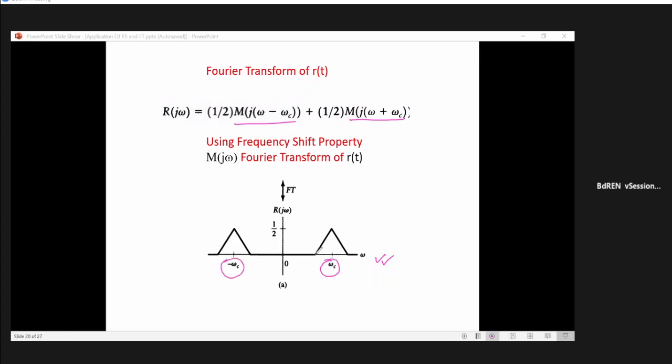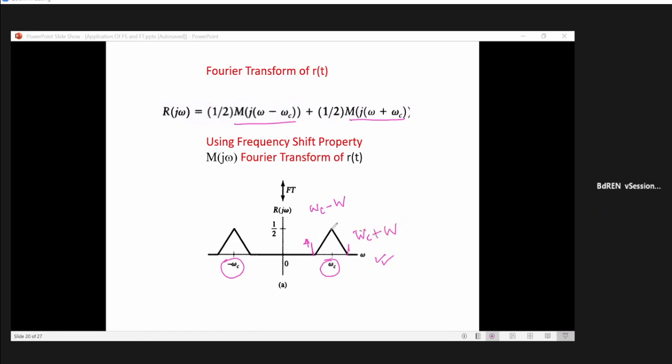You see that your spectrum is centered at omega c, okay? And you will have a frequency there, and you will have a frequency there. If we consider that the message bandwidth was W, one edge is equal to omega c minus W, and the other is equal to omega c plus W, isn't it?